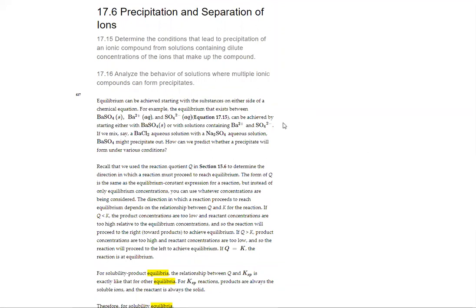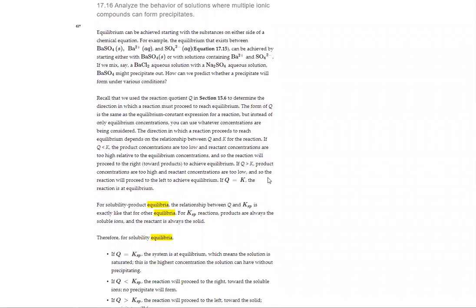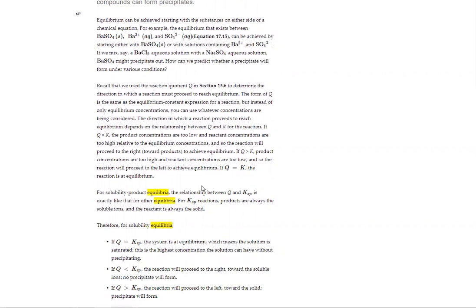Determine the conditions that lead to precipitation. Equilibrium can be achieved starting with substances on either side. Remember, you can start with substances on either side. That's how equilibrium works. Call that the reaction quotient Q. So remember, Q was basically the same thing as the equilibrium expression, except instead of using your equilibrium concentrations, you're using your initial concentrations before you reach equilibrium. If Q is greater than K, product concentrations are too high. This is all from chapter 15. If Q is less than K, then your product concentrations are too low. If Q equals K, it's at equilibrium.